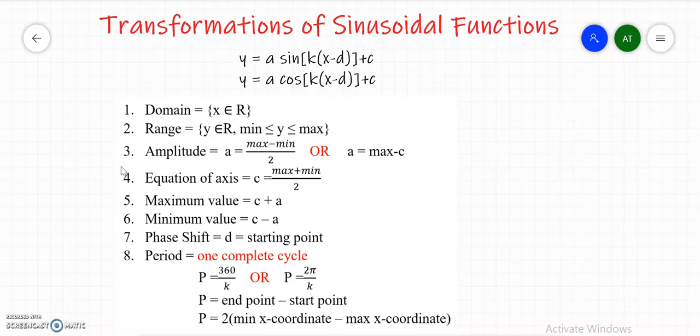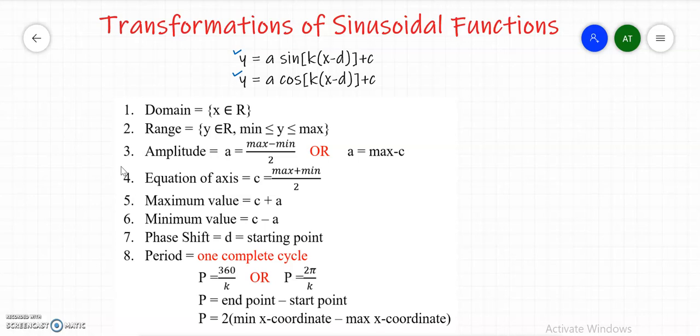Sinusoidal functions are basically the periodic functions that repeat their pattern in a regular manner. So the first equation is the sinusoidal transformed equation of the sine function, and the second is the transformed equation of the cosine function. So we are using the sine and the cosine, these two sinusoidal functions over here.